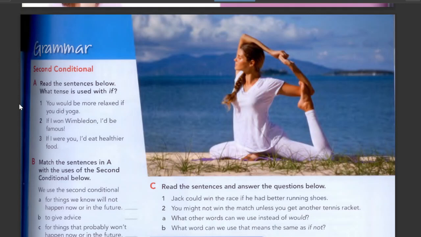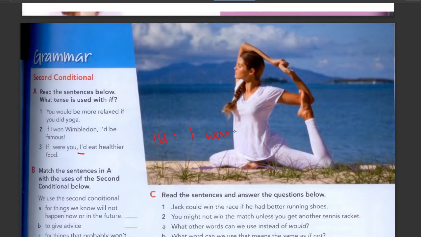Number two, if I won Wimbledon, I'd be famous. Wimbledon, by the way, is the name of a famous tennis tournament. And number three, if I were you, I'd eat healthier food. I'd here is I would, okay? I'd is short for I would. And would, of course, is the past tense of will.